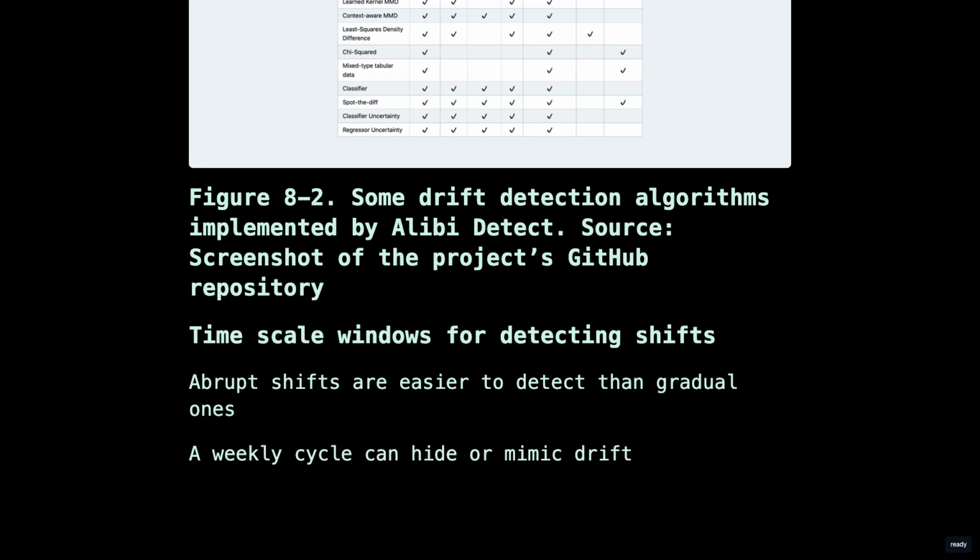The window you choose controls what pattern becomes visible. If the data has a weekly rhythm, a short window may misread normal cycle changes as drift, while a longer window can absorb that rhythm and make the underlying pattern clearer.